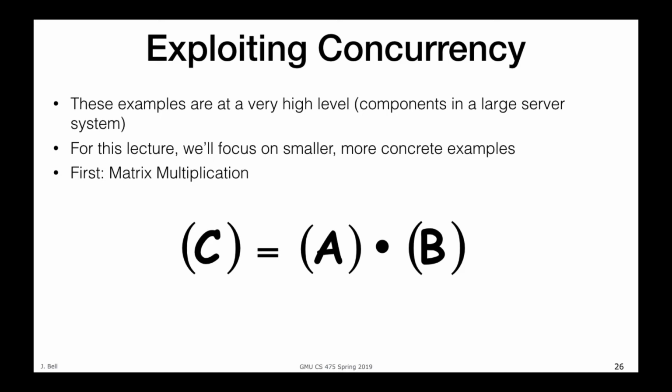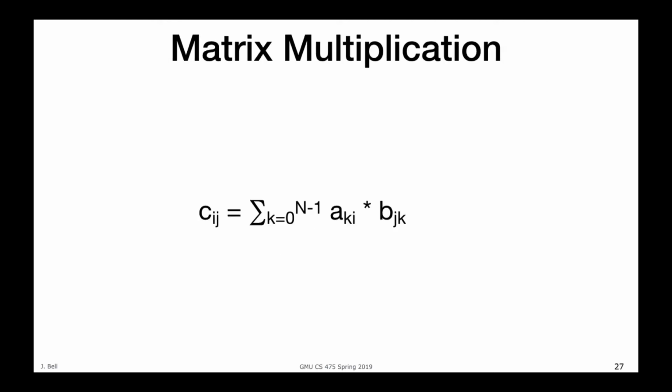For the rest of the lectures, we talk about improving performance with concurrency and cutting latency. We're going to focus on smaller, more concrete examples. So we're going to drill all the way down and go way down the rabbit hole. Instead of talking about a high-level architecture, I'd like to talk about matrix multiplication. Thinking about how to multiply two matrices in parallel.